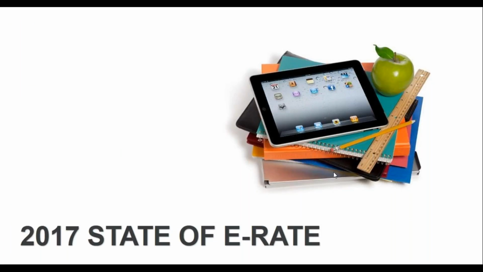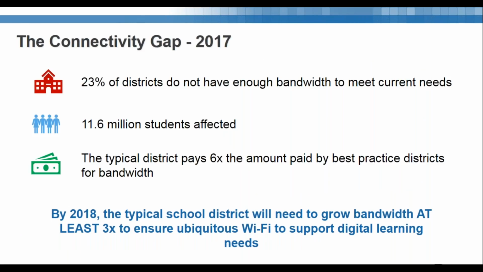All right, so now we'll talk about the 2017 state of E-rate. Give you a quick overview. Now where's the program today? So the connectivity gap, this was the whole purpose that we started E-rate, right? Where does it stand today? 23% of school districts do not have enough bandwidth to meet their current digital learning needs. So that means today's learning needs, right? Not even looking out into the future. This translates to 11.6 million students affected by this lack of bandwidth.